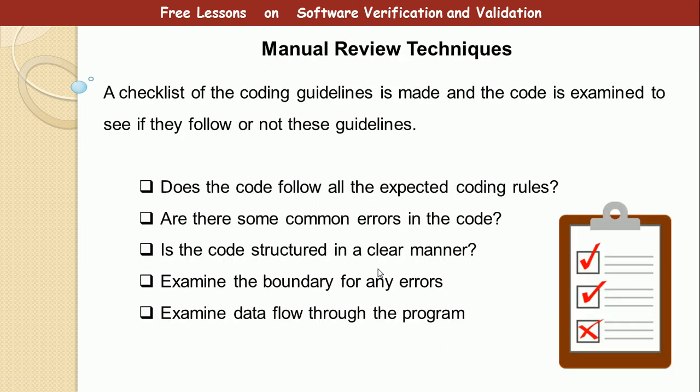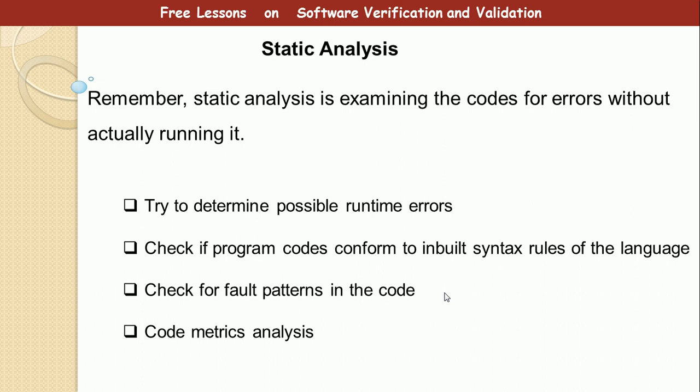The first one, manual review, you make a checklist of the requirements, a checklist of guidelines that you require the program to follow, and then check each of these items. Does the code follow all expected coding rules? Are there some common errors in the code? So you answer these questions in the checklist. So this is the manual review technique. You are doing it the good old way with a checklist.